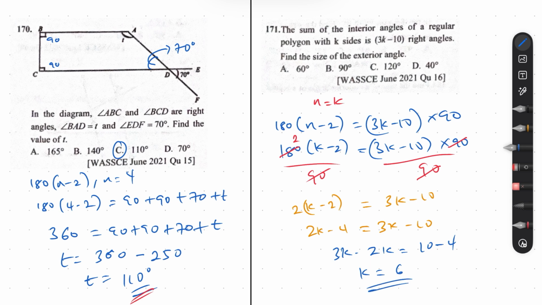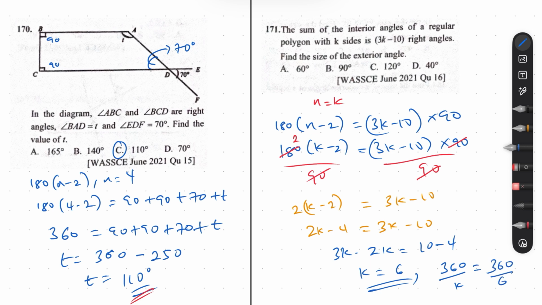Now, we've been told to find the size of the exterior angle, not k. So what we do is write the formula for the exterior angle, which is 360 over n. But in this case, our n is equal to k, so we can just write k over there. And we know that our k is what?